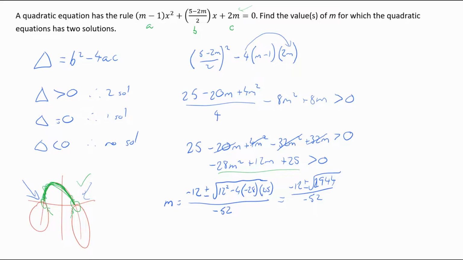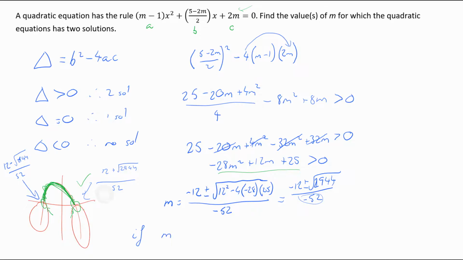Actually, it'd be the other way around, because the negative 52 spins everything on its head. When you divide by a negative number, everything goes backwards. So this particular value would be 12 plus the square root of 2,944 over 52. And this would be 12 minus and 12 plus. There we go. Keep an eye on those negative signs, all right? They can get away from anybody. Be really careful that you've got everything lined up properly.